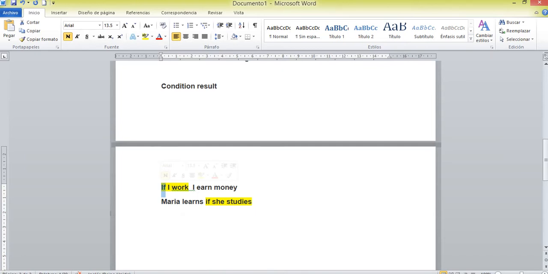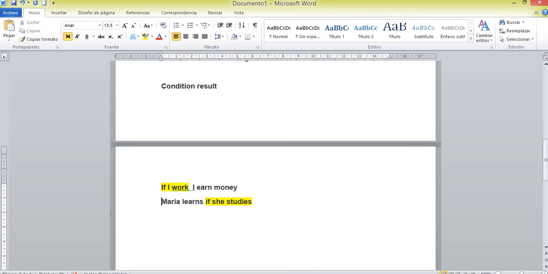That word si, that in English is if, is used as a connector or married. This is married with a condition. This is part of the condition, okay? If I work, I earn money, right? And I earn money is the result, okay? So earn money is the result, you see?